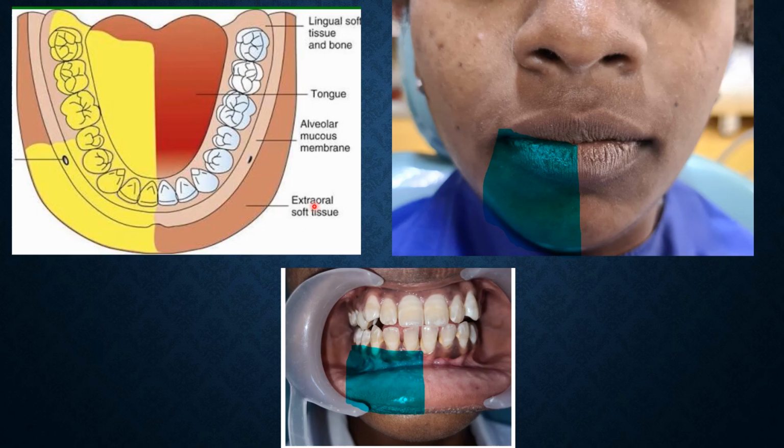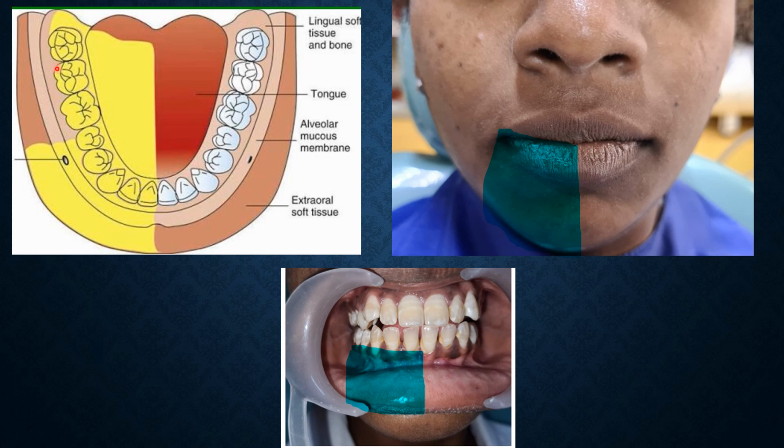The inferior alveolar nerve supplies all the teeth from the molar up to the central incisor. It also supplies the soft tissue, which is the labial gingiva, in relation to the premolars up to the central incisor. It also supplies the lower lip and the chin on that side.